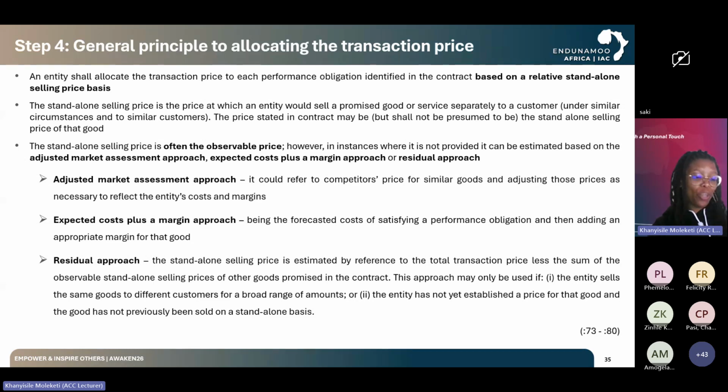What we want: if there's an observable price, yes. If we don't have an observable price but a competitor's price, yes. If we don't have either of those two, then expected cost plus margin. And that's the order of preference: observable price, adjusted market, expected cost plus margin, or residual. Okay. I don't want to talk too much about this, because I think it is much better understood if we actually work through the question.